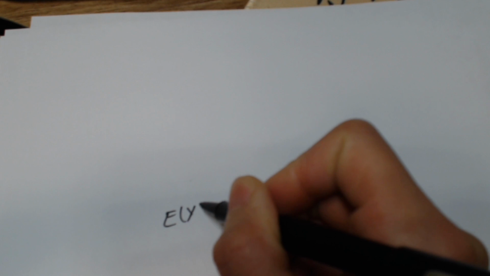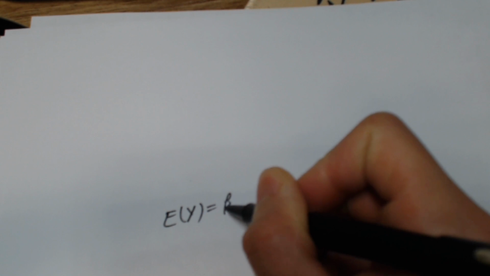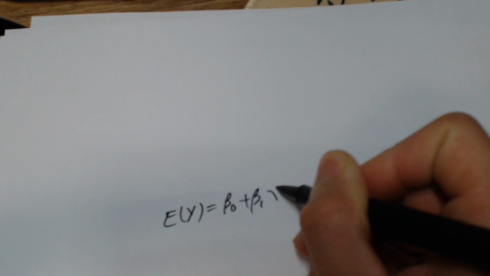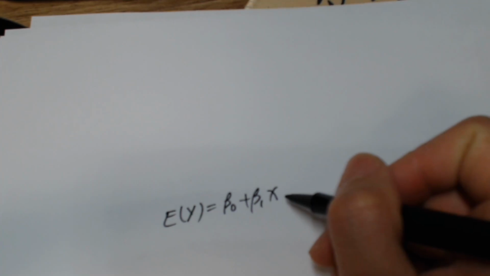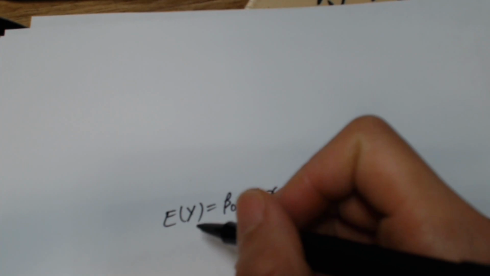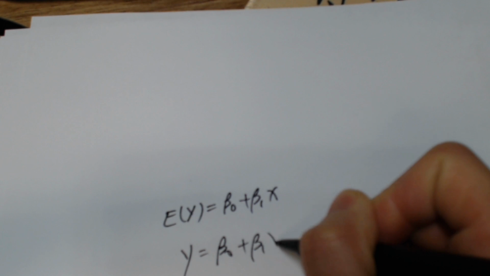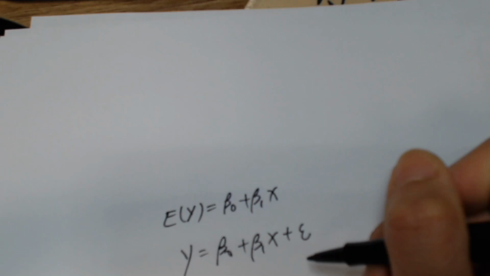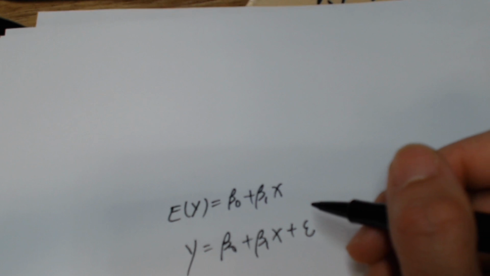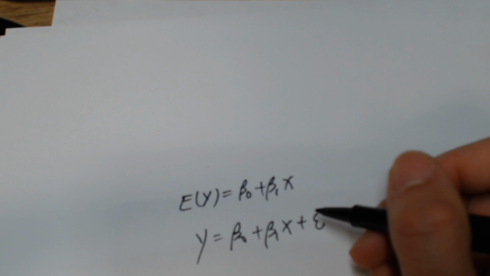Think about the regression model we learned so far, the simple linear regression model. Let me look at the population model. The expected value of y equals beta 0 plus beta 1 x. This is what we learned called the simple linear regression equation. And y equals beta 0 plus beta 1 x plus error term is called the simple linear regression model. That's what we learned at the very beginning of this chapter.